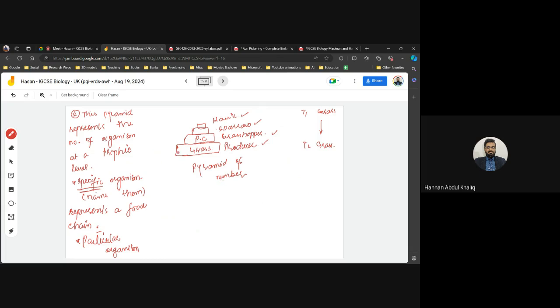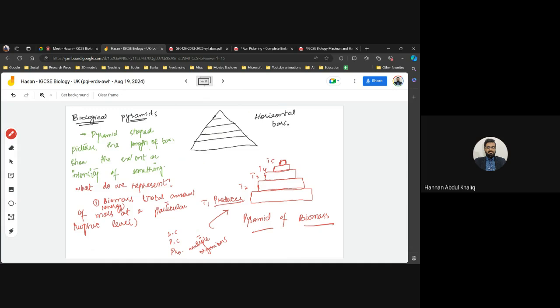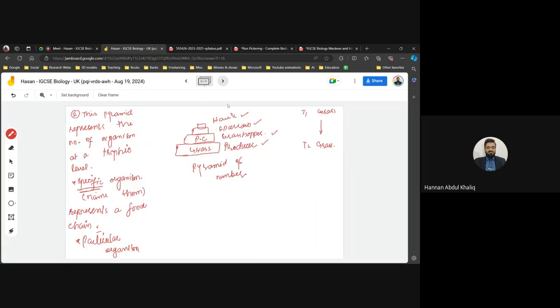So we can simply see that in this one, we are only considering all organisms at a particular trophic level. But in this one, we are naming them and specifying them. Okay, now what is the difference? Why do we make two different pyramids? Because these pyramids have alternate shapes.